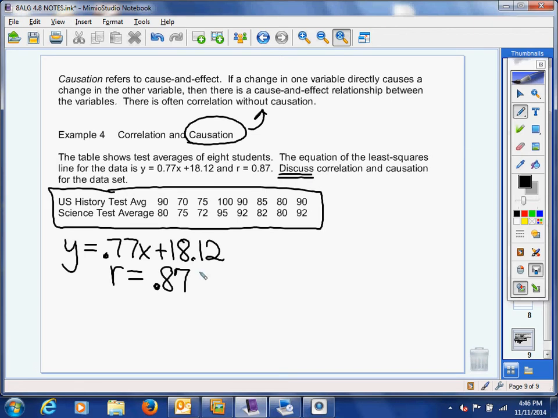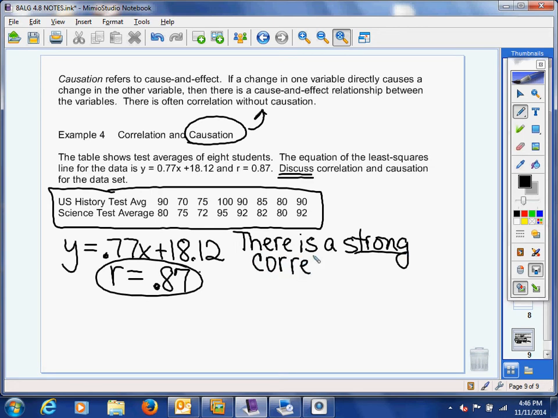Okay? So let's start with the correlation coefficient. What does that 0.87 tell you? Well, what it tells me is that there is a strong correlation. The higher that number, the closer that correlation coefficient is to 1, the stronger the correlation is. There's a strong correlation, okay? I can say that it is strong because of the number 0.87 being so close to 1. So there's a strong correlation.